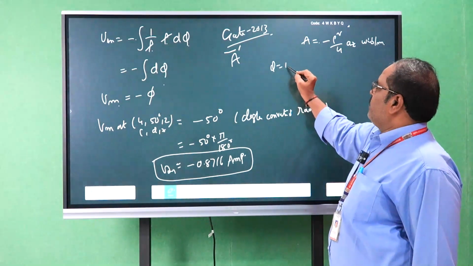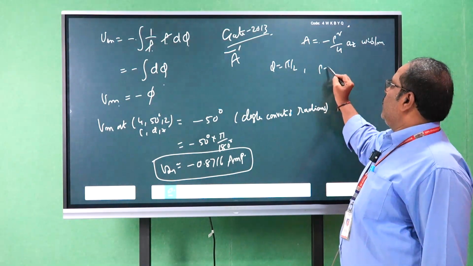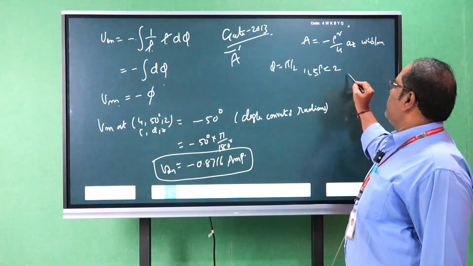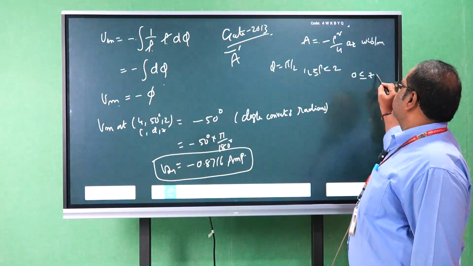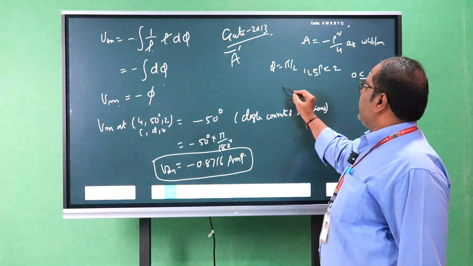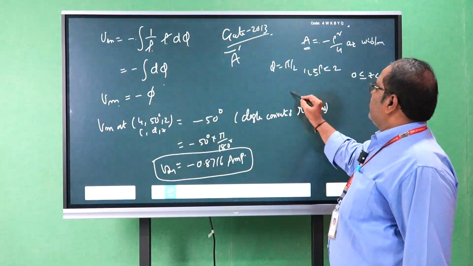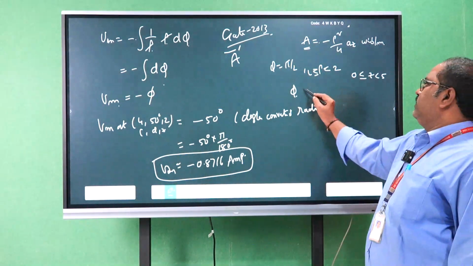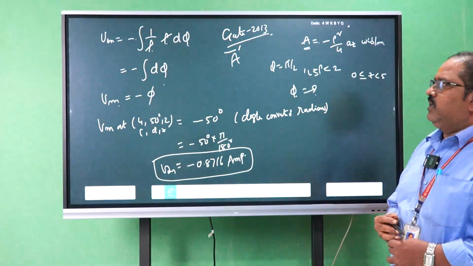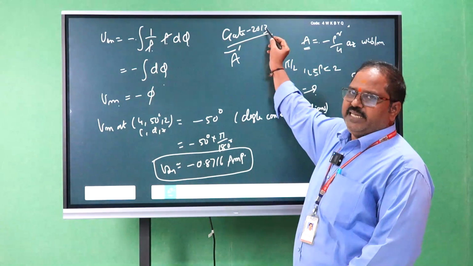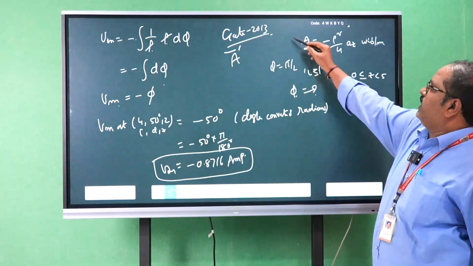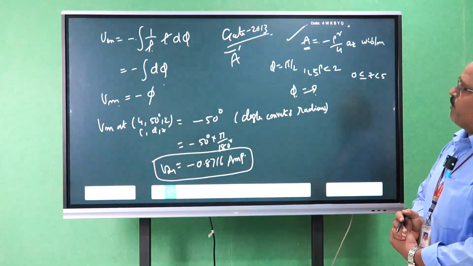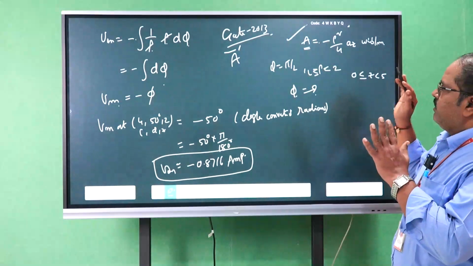Phi is equal to pi by 2, rho is between 1 and 2, and z is between 0 and 5. Calculate the flux phi. Find out the flux. GATE 2013. For the vector magnetic potential A equal to minus rho squared by 4 az Weber per meter, how do we solve it?